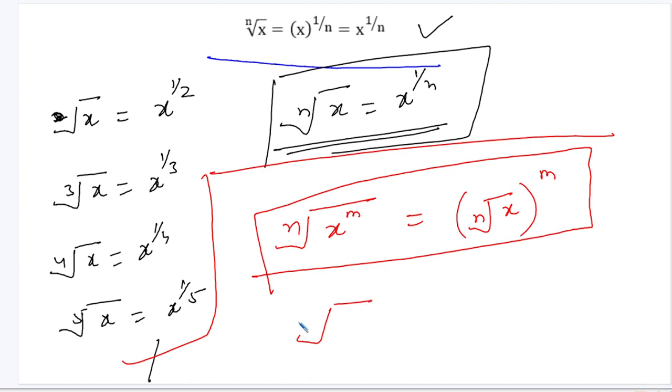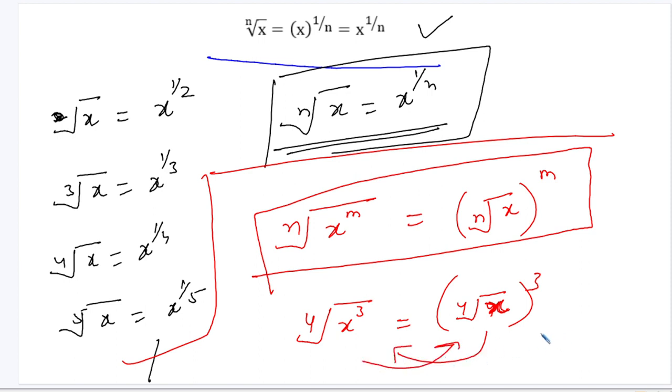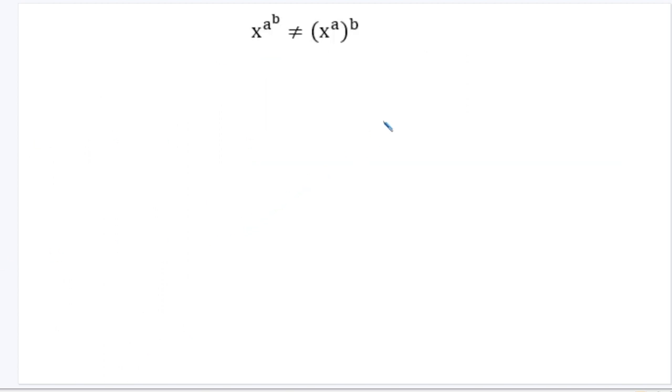For example, I have 4th root of x cube. This can be written as 4th root of x whole to the power of 3. आप लेफ्ट टू राइट, राइट टू लेफ्ट मूव करेंगे एज पर योर रिक्वायरमेंट इन द क्वेश्चन. Now, going ahead, this one is also useful.